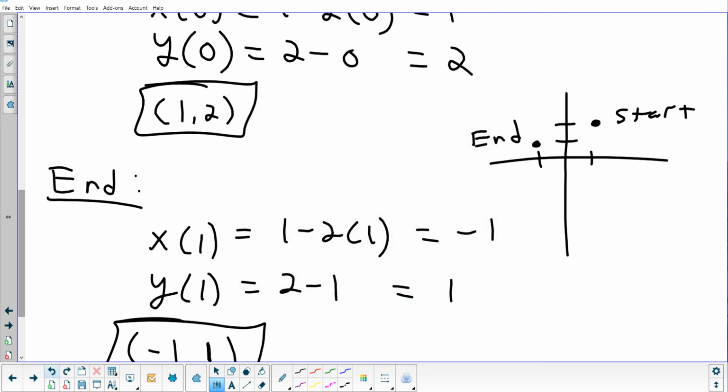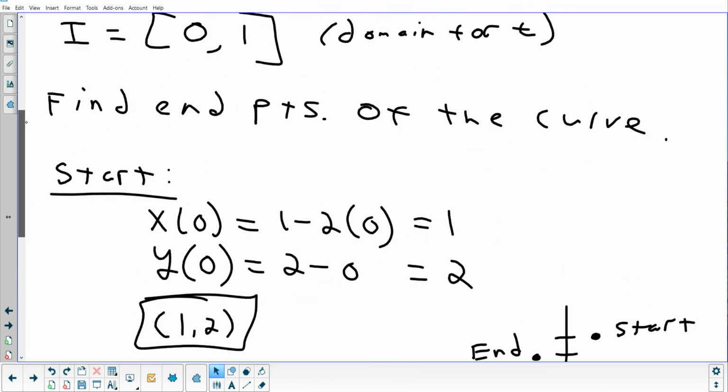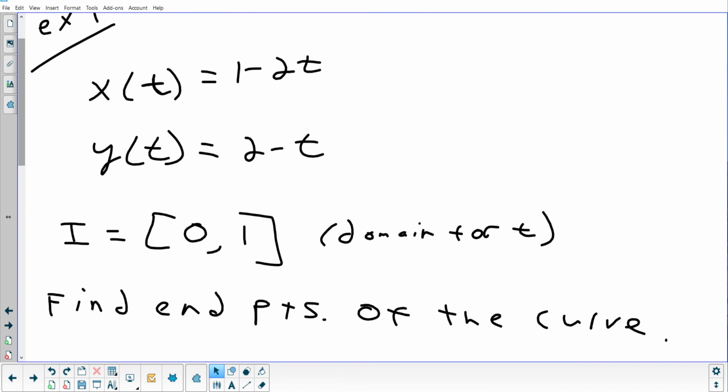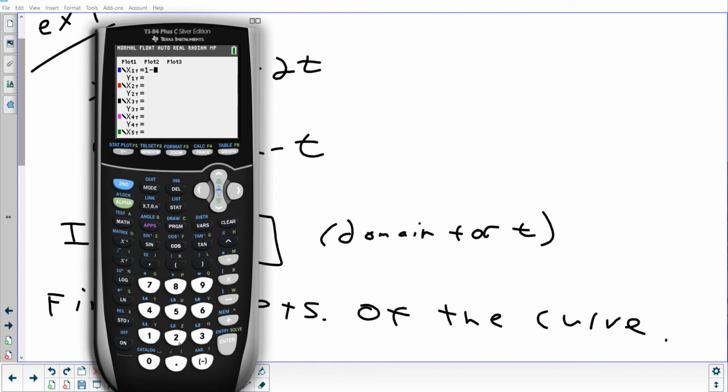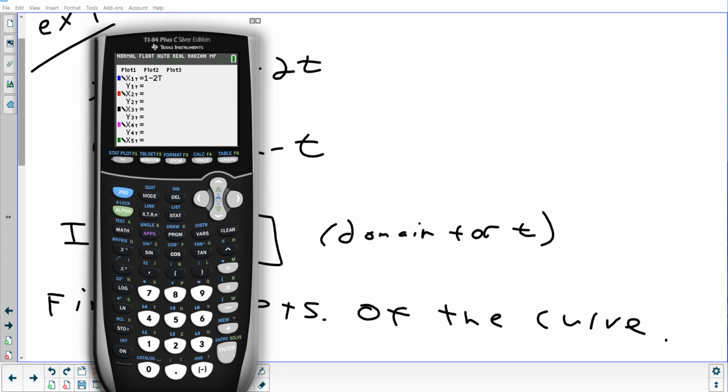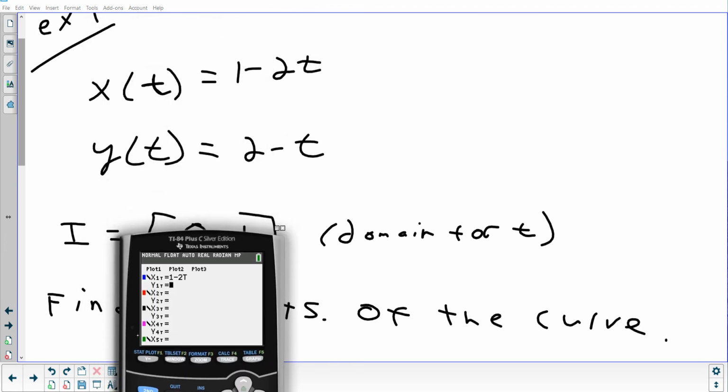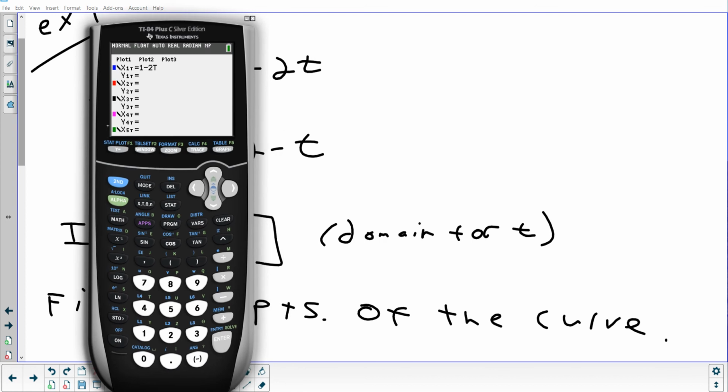So let's put in, what is it? 1 minus 2t. Now, when you press what used to give you the x value, it's automatically going to put the t value. This button does 4 different variables depending on the mode. So now it's going to do a t. Don't want to use x for this. We always use t. And 2 minus t.